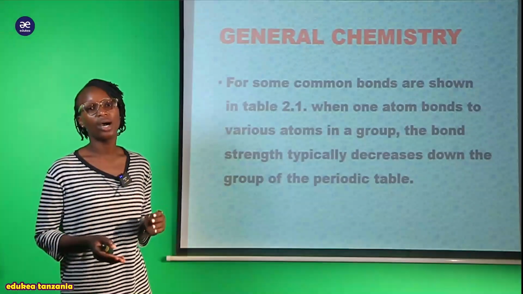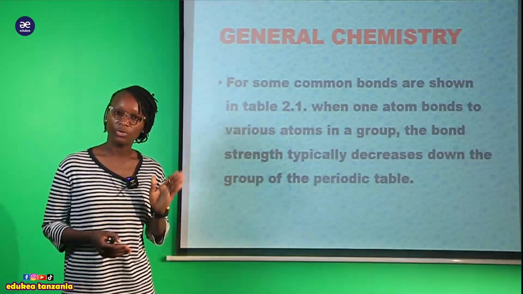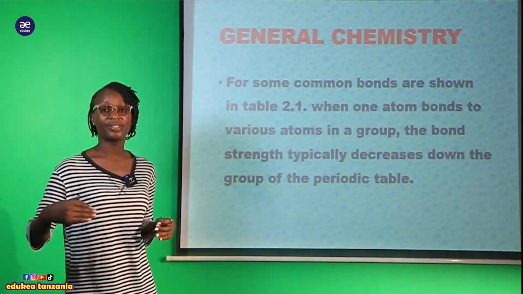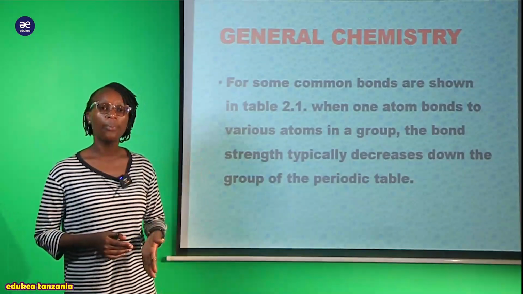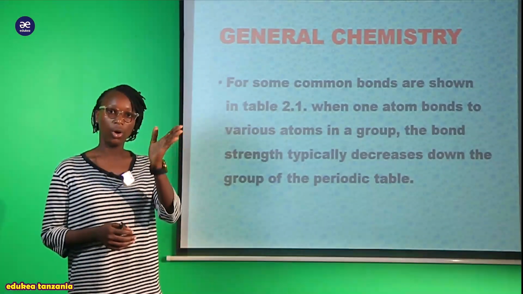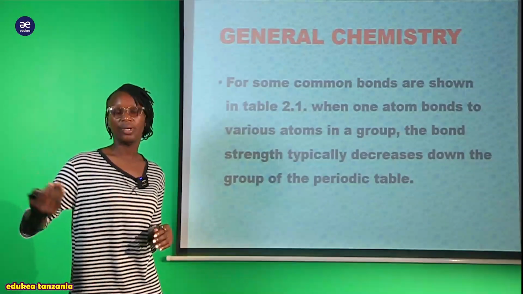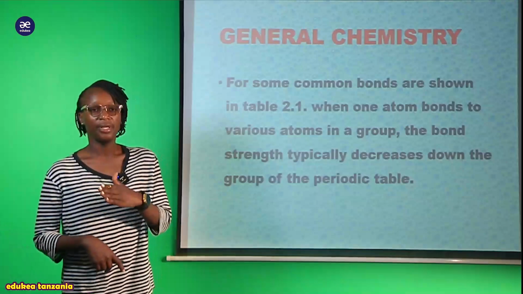And I hope mpaka sasa hivi unajua when we talk about the group of the periodic table, we are talking about what? Tunaongelea kuhusiana na zile vertical, tunaongelea kuhusiana na zile horizontal. So you have to understand that. Tunapozungumzia group, we are talking about those vertical columns katika periodic table, that are the group 1, 2, 3 mpaka na kuendelea. Lakini zile horizontal, we are talking about the period.